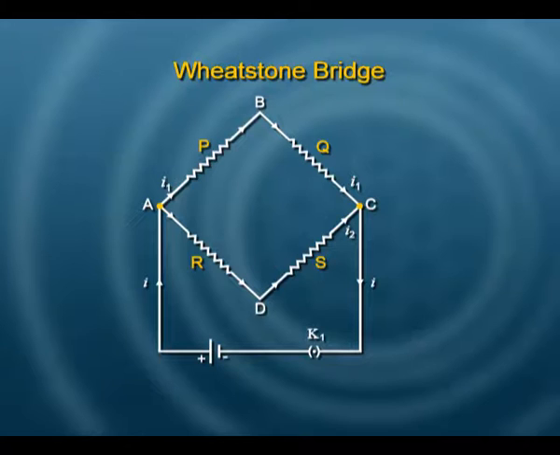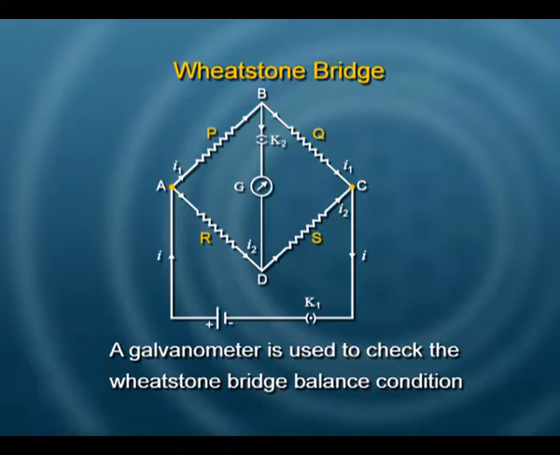If you notice, the 2 resistances P and Q are in series, R and S are in series. P and Q are connected across A and C, and so are R and S connected across A and C. So, P, Q in series, R and S in series, and across AC they are in parallel. This forms our Wheatstone bridge. You can have a balanced Wheatstone bridge. A balanced Wheatstone bridge is very useful.